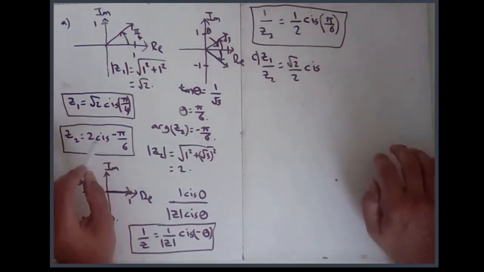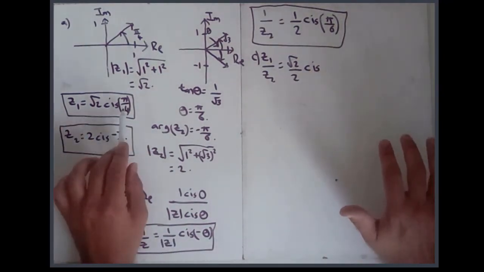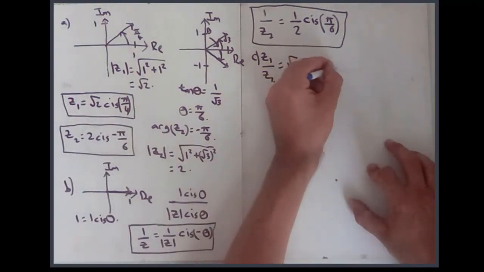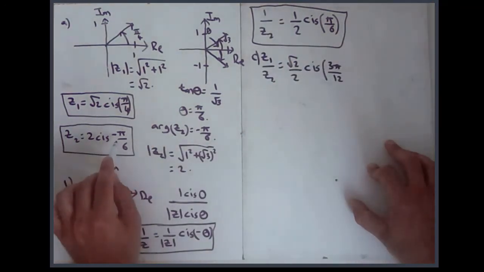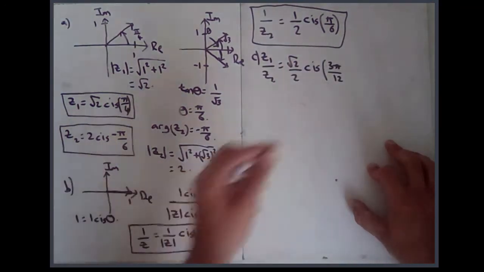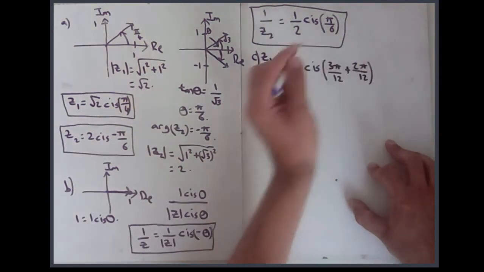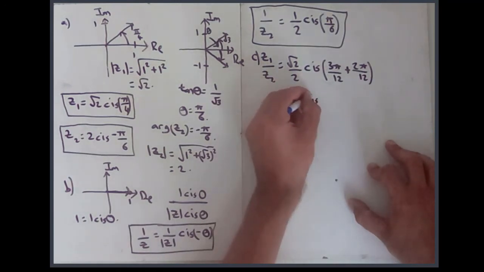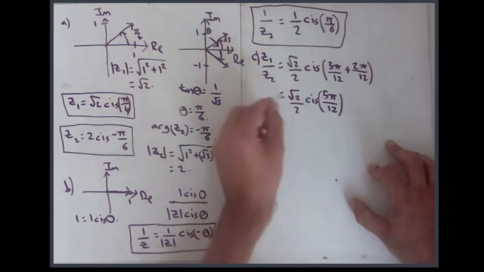And just because I don't have a lot of space, I'm going to have a common denominator of 12. So pi by 4 can be 3 pi by 12. And remember, it's minus pi by 6, or minus 2 pi by 12. So that is going to be root 2 over 2, cis 5 pi by 12, like that.